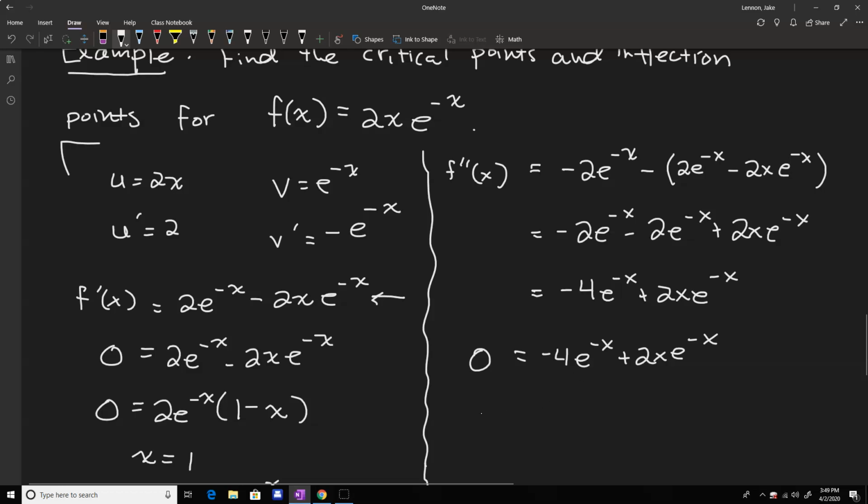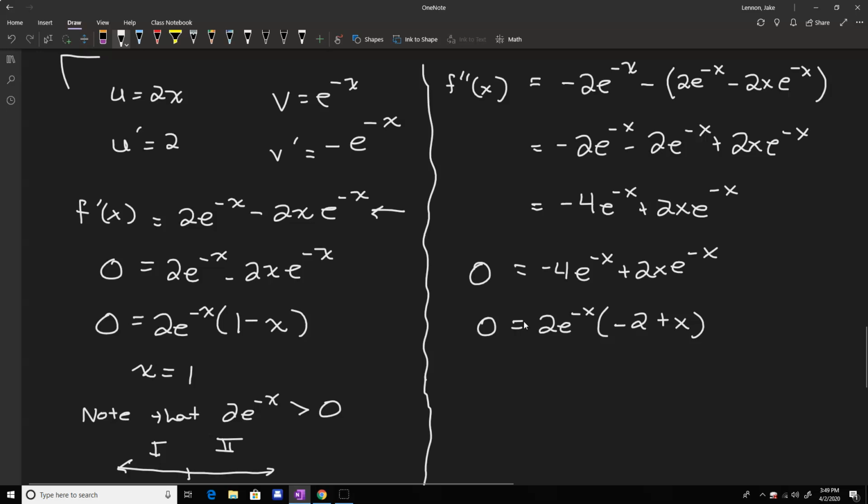So when we factor, what can we factor out? Well, we can factor out, again, 2e to the minus x, and we'll end up with negative 2 plus x. So again, 2e to the minus x is always greater than 0. So the only candidate inflection point here is actually x equals 2. If you plug in the 2 for x, negative 2 plus 2 is 0. So the thing inside the parentheses becomes 0, making the entire expression equal to 0.